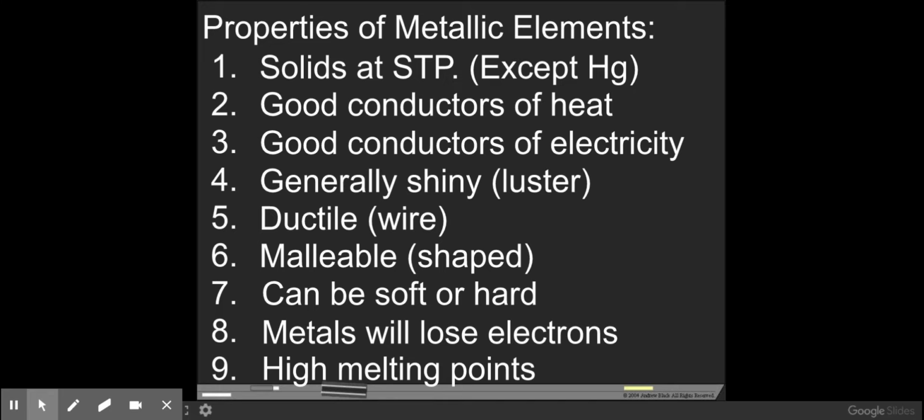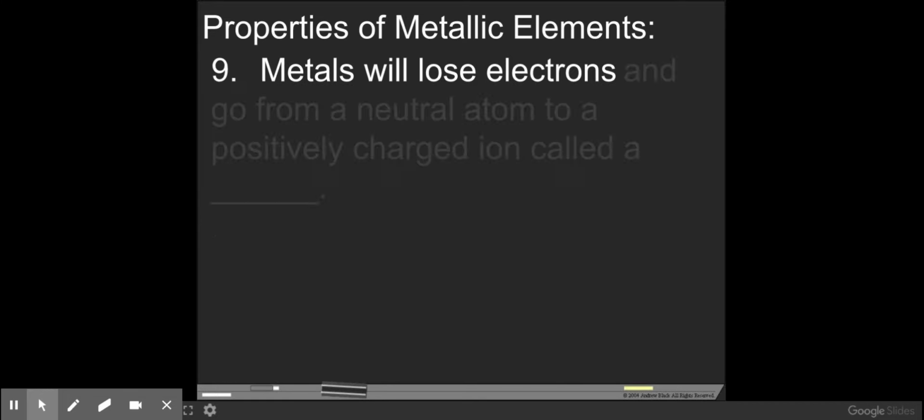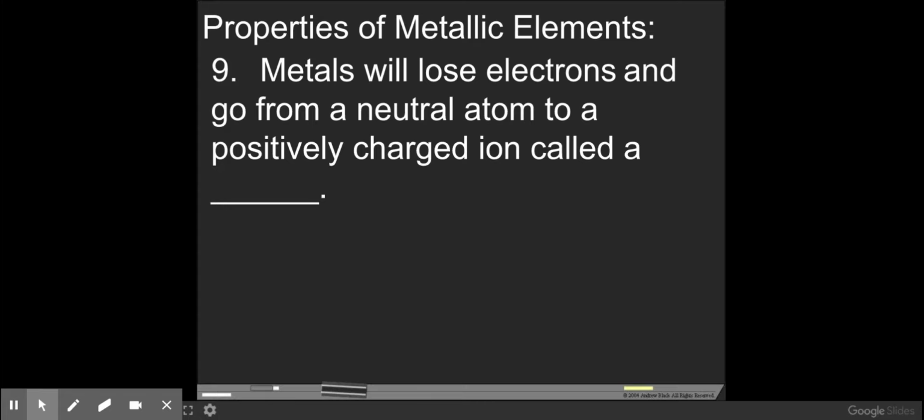They never want to gain electrons because it's easier for them to lose a few than to gain a whole bunch to get to the valence electron number that they want. Metals will lose electrons and go from a neutral atom to a positively charged ion called a cation. So again, all elements start off as neutral on the periodic table. They're neutral because they have the same number of protons as electrons. It's only when the metals lose some electrons that they have more protons than electrons, and then they become positive because of that.